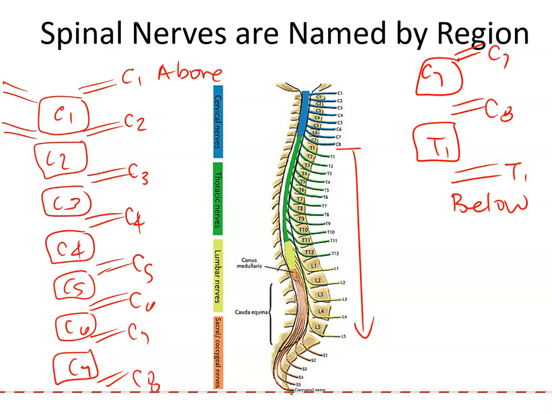Okay, so when you're learning those vertebrae, you know there's 7, 12, and 5 vertebrae. 7 cervical, 12 thoracic, 5 lumbar. However, in terms of spinal nerves, there's 8 cervical, 12 thoracic, and 5 lumbar.